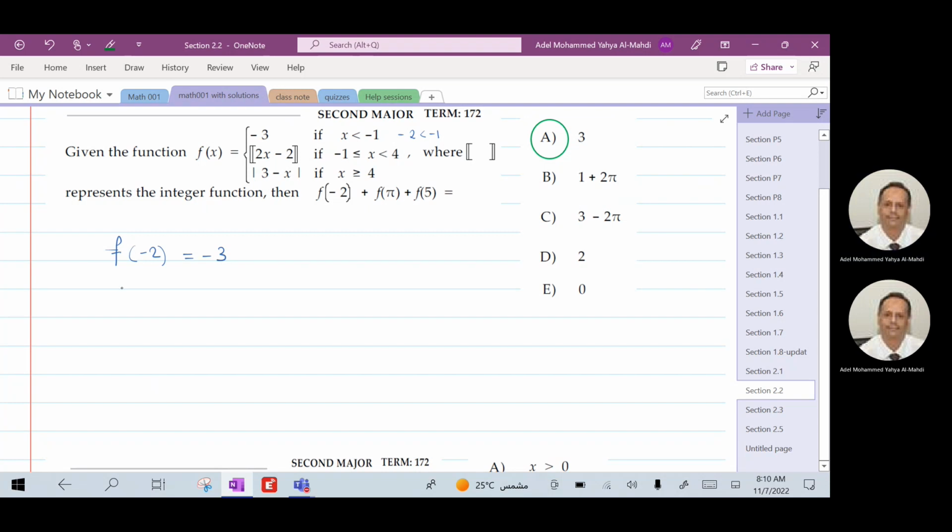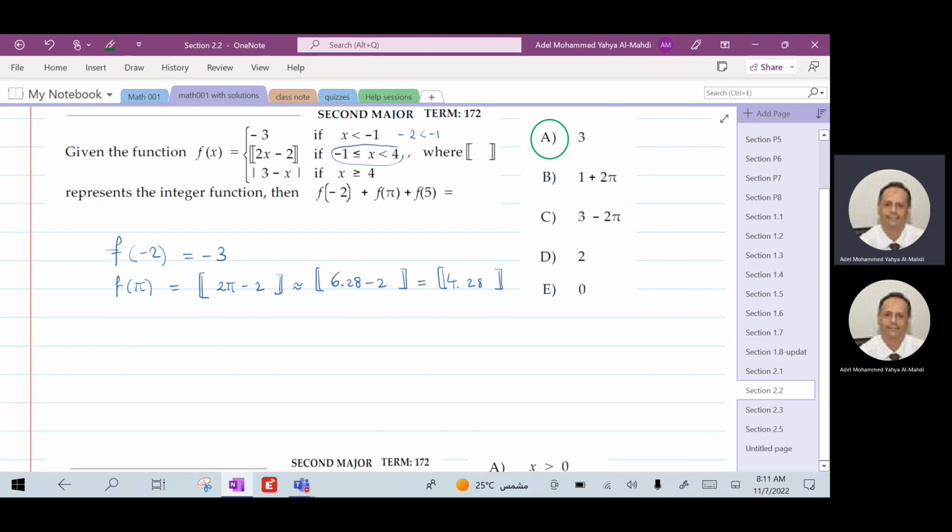Next, f at pi. Where is pi? Pi is 3 point something, so it is here, between -1 and 4. So it will be 2 pi minus 2, similar to the above question. This can be approximated by 6.28 minus 2, which will be 4.28, the greatest integer of 4 point something. And we know that it is 4.